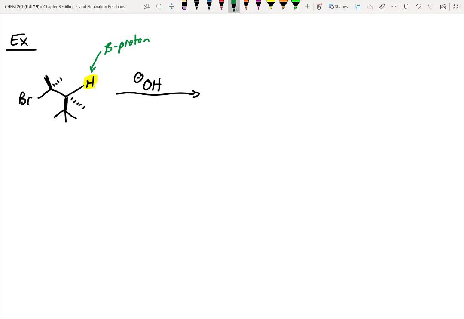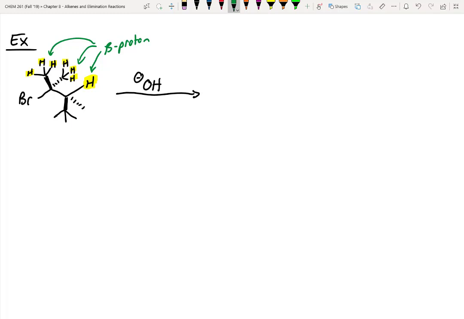Is it anticoplanar? Yeah, absolutely. Do we have any other beta protons? Where else? Yeah, the wedge and the dash. If we think over here, I've got beta protons coming off of each of these positions as well. So really, we've got a variety of different beta protons that we can select from. All of these highlighted protons are beta protons.